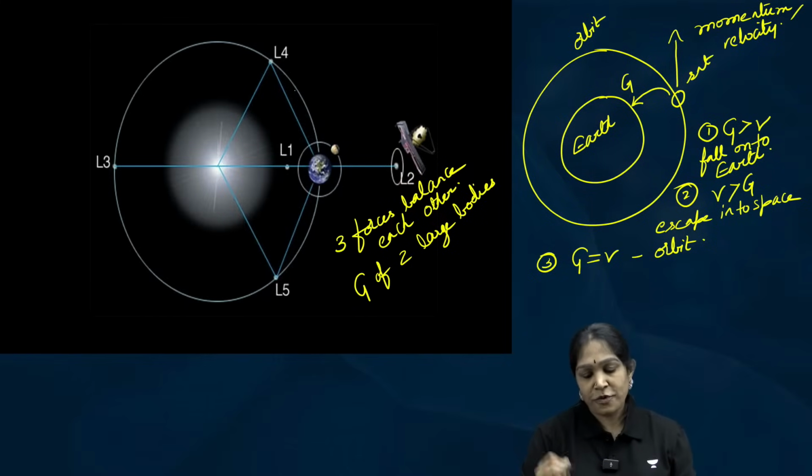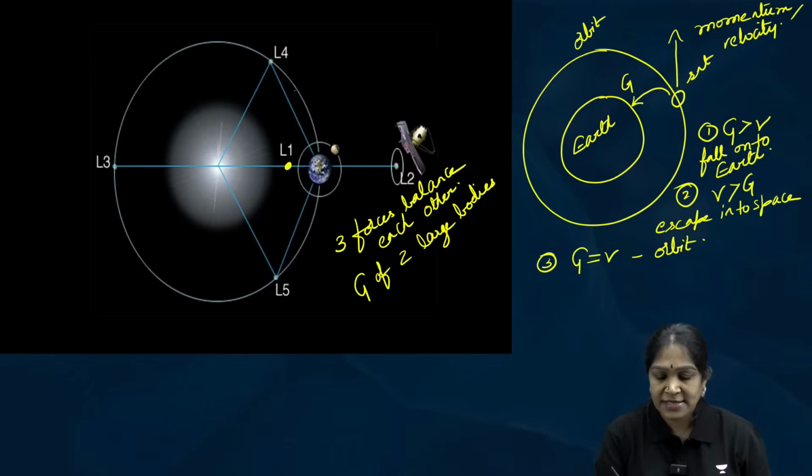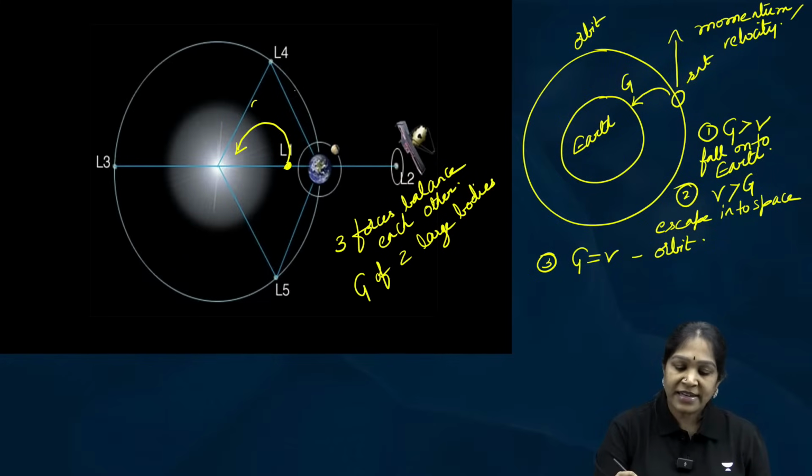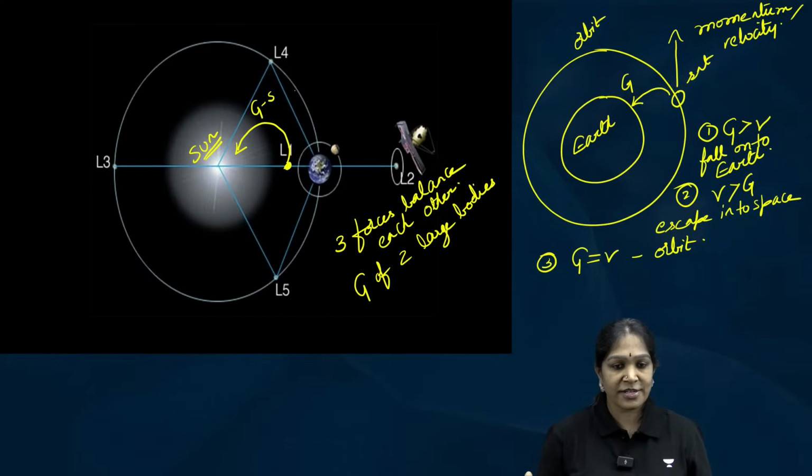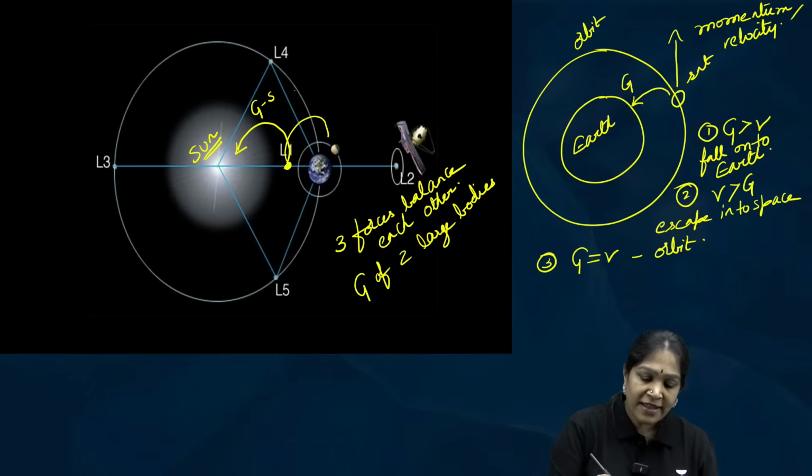The gravitational forces of two large bodies. What are those two large bodies? One, look at here. This is L1. This is subjected to the gravitational force of the Sun, isn't it? Because this is the Sun, right? This is our superstar, that is the Sun. Okay, gravitational force towards the Sun. Second one is gravitational force towards the Earth.